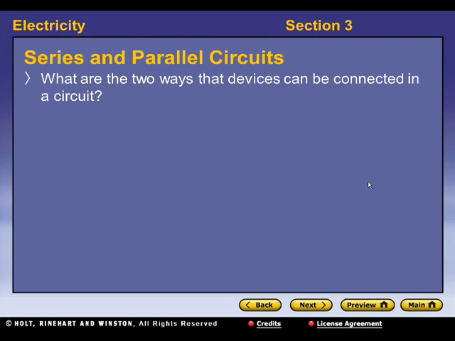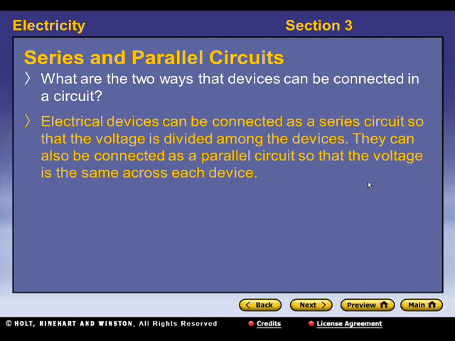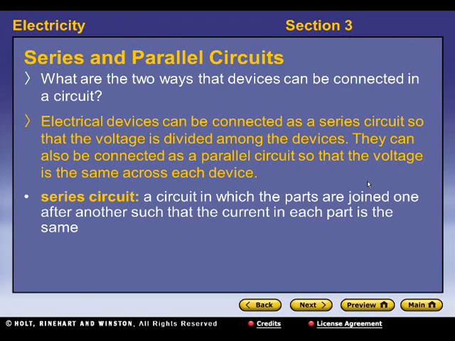So series and parallel circuits. What are the two ways that devices can be connected in a circuit? That's series and parallel circuits. Electrical devices can be connected as a series circuit so that the voltage is divided among the devices. They can also be connected in parallel so that the voltage is the same across each device.